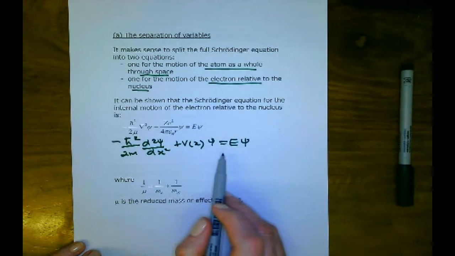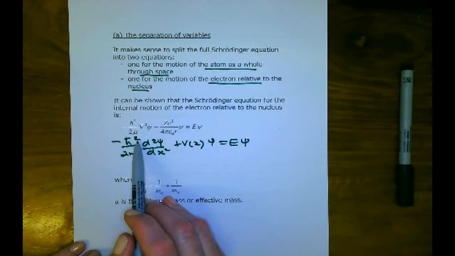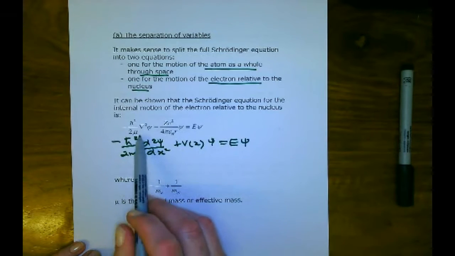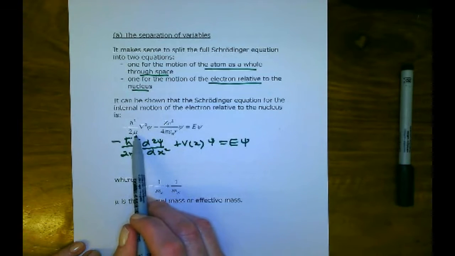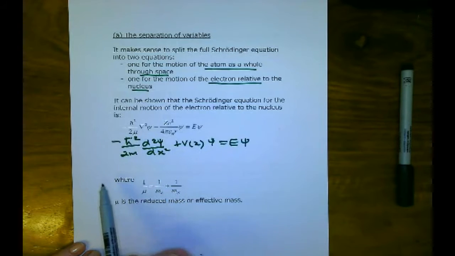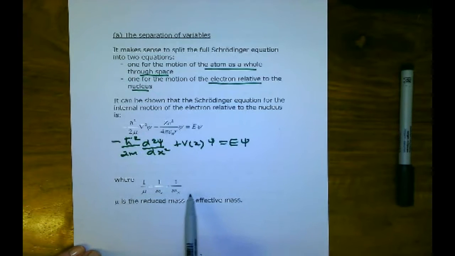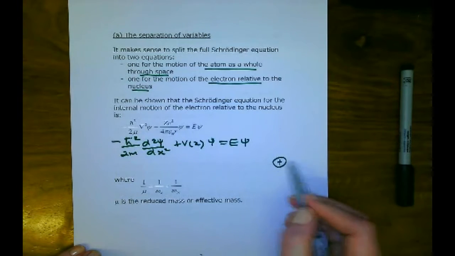So this was for a typical one-dimensional case. You still have the minus h bar squared term, and instead of mass, you now have the symbol mu, and that is a symbol for reduced mass. Reduced mass is used when you have two bodies. In this case, we have the nucleus and the electron.